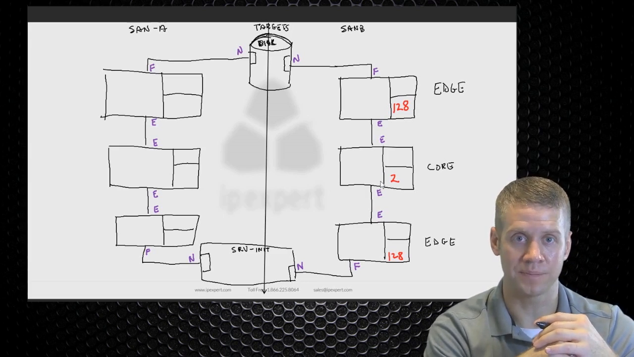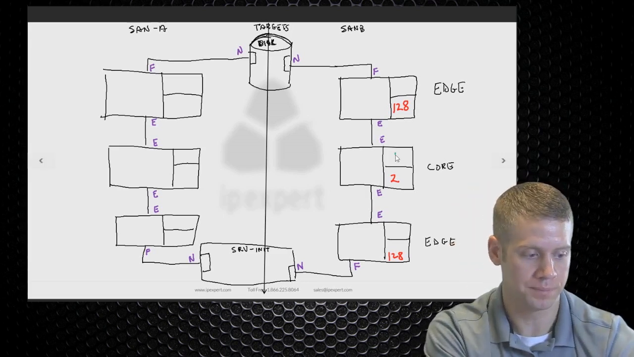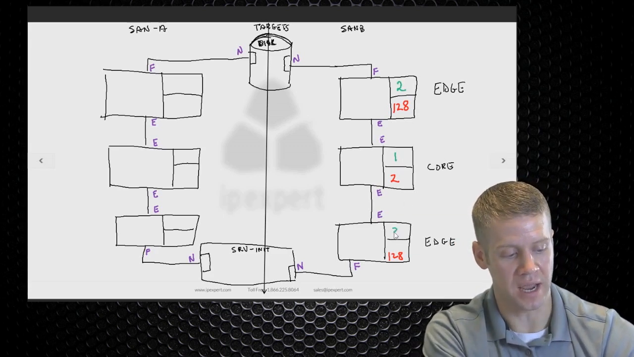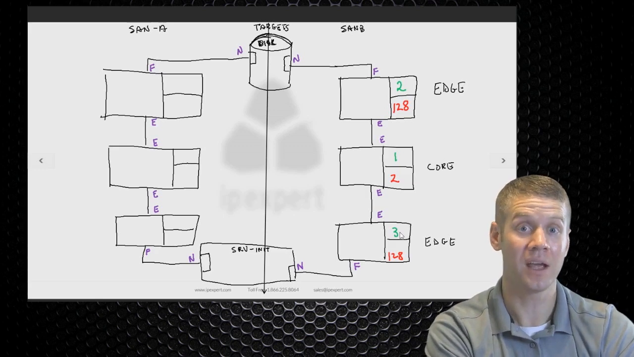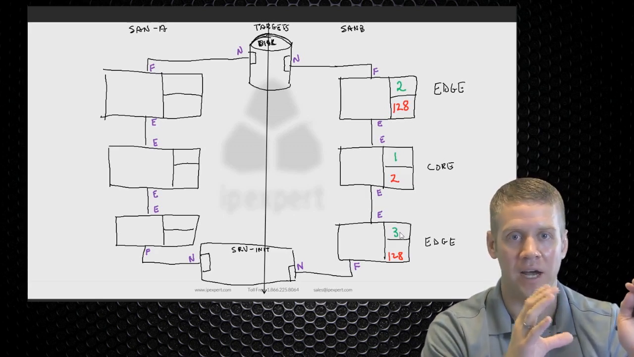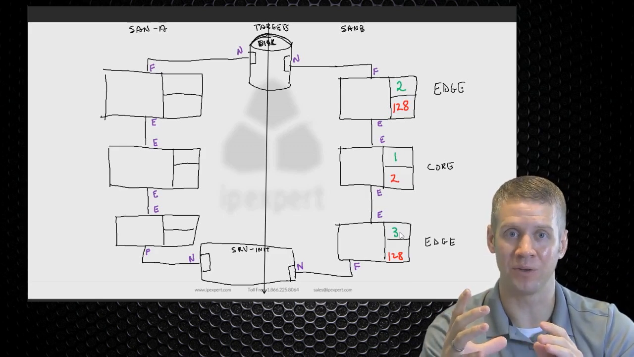So it lowers its runtime priority down to 2 when elected the principal switch, and it starts handing out domain IDs. It may hand itself a domain ID of 1, hand this switch a domain ID of 2, and this one a domain ID of 3. This is per fabric, guys. A completely separate but identical process is happening on the other fabric when we do this.